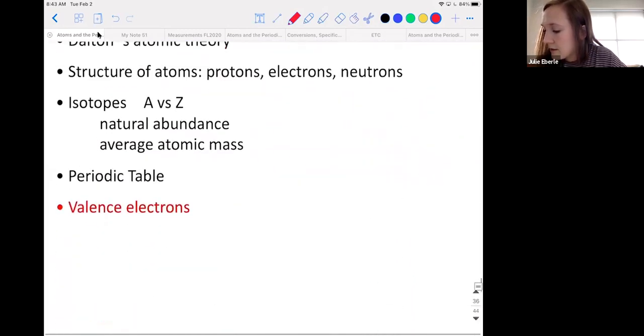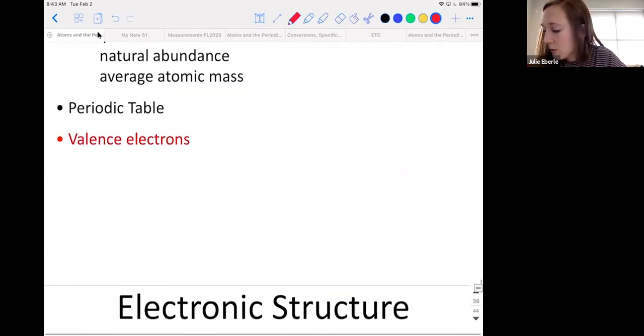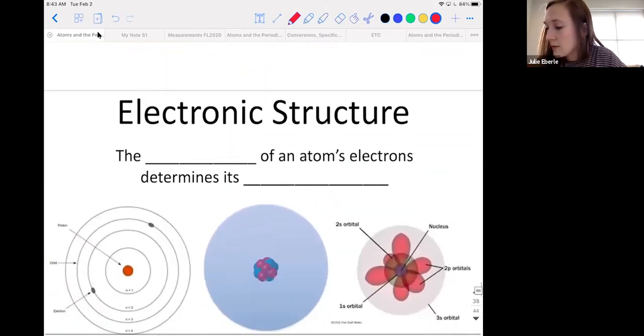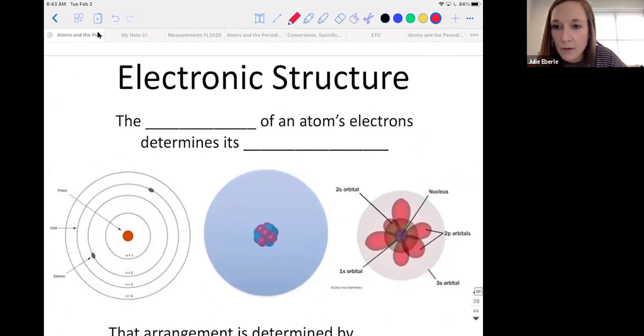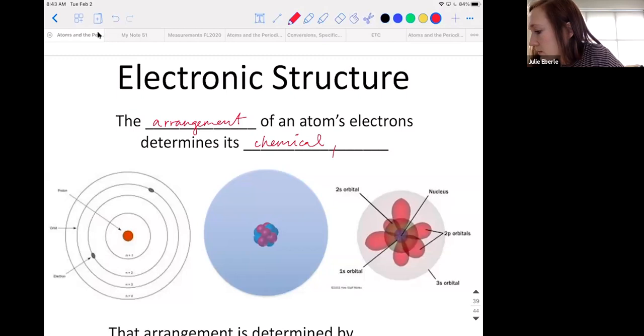Okay, let's talk about valence electrons, which we've already mentioned, but what are they? To talk about valence electrons, we need to talk about the fact that atoms have what we call an electronic structure. We know that different parts of the atom, electrons, protons, have different charges, positive and negative charges. So I'm going to tell you this: the arrangement of an atom's electrons determines its chemical properties.